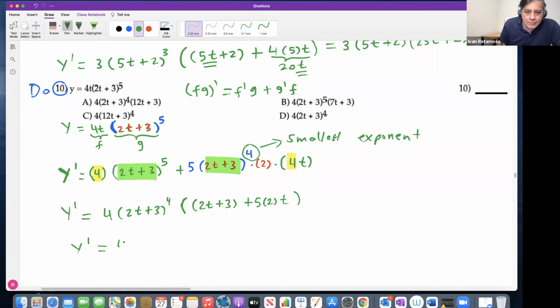So it will be 4 times 2t plus 3 raised to the 4 power. Look, I have here 5 times 2 is 10t. This 10t plus this 2t, 12t. This together with this 12t, and then there's a 3 by itself here, plus 3. And this is what you have to look for. And this appears here, right?